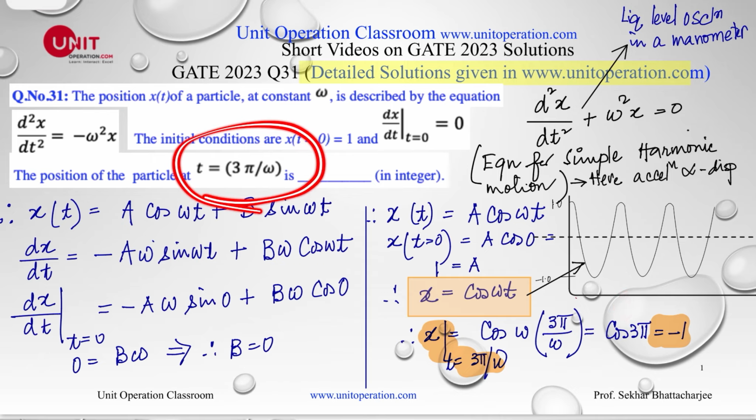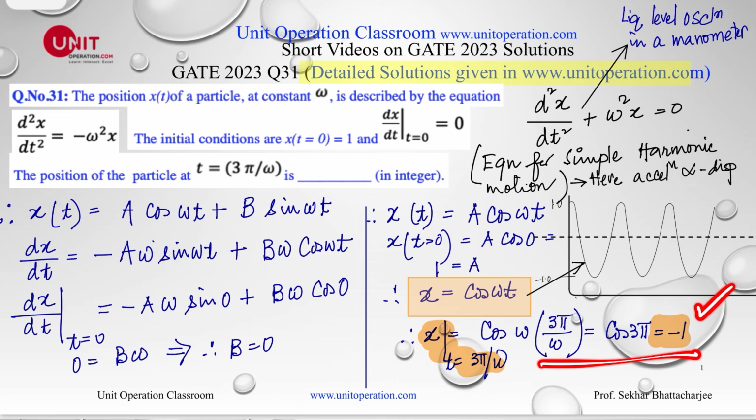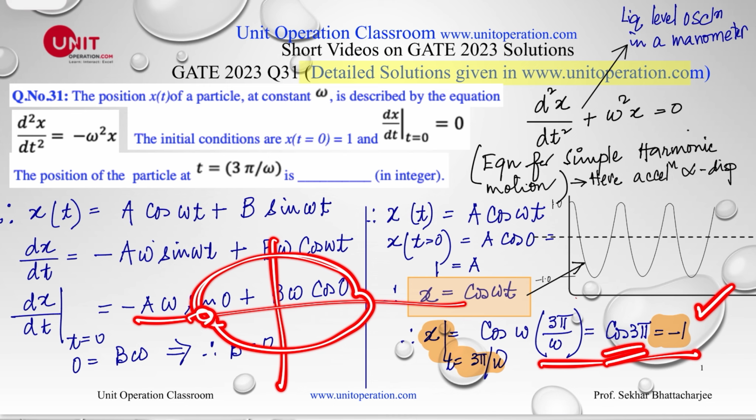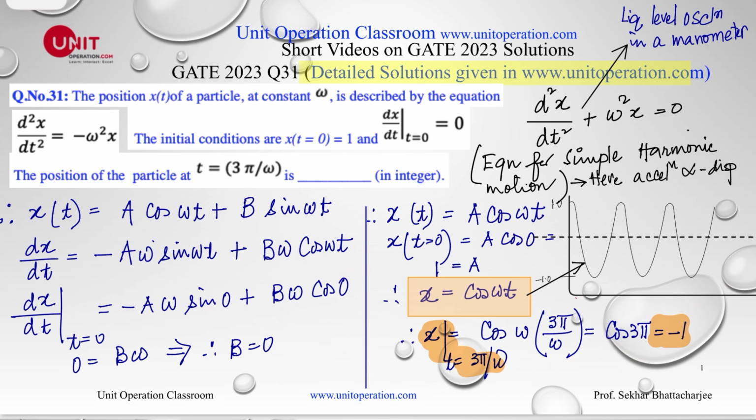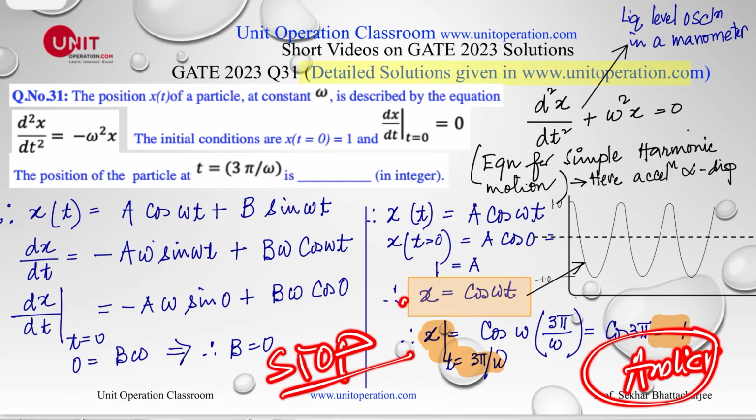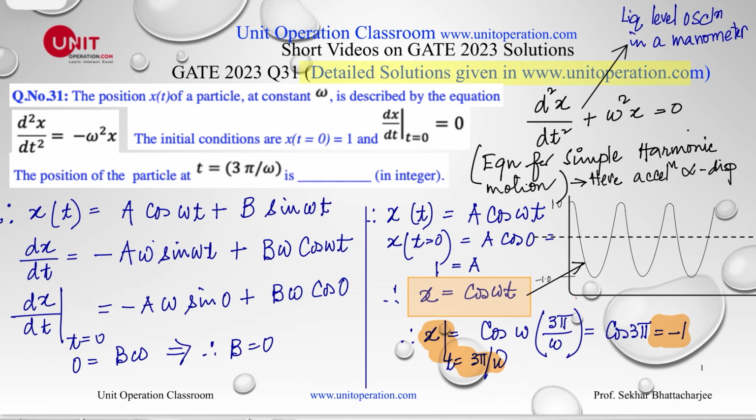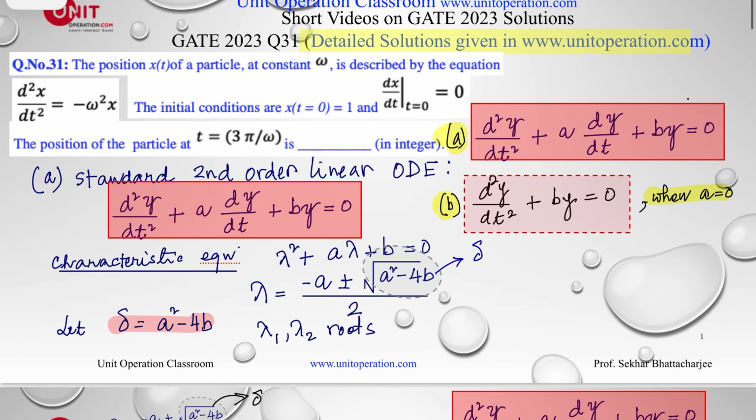Once we have the solution, we have to find the displacement at t equal to 3 pi over omega. That becomes cosine of 3 pi. So that's 2 pi plus pi, so it would be negative 1. So the answer is equal to negative 1. That's my answer, and if you want, you can stop the video here. If you would like to know a little about this problem and its chemical engineering applications, you can continue.